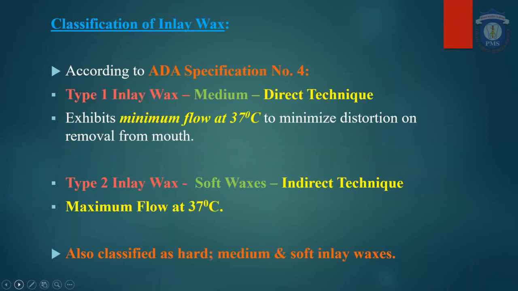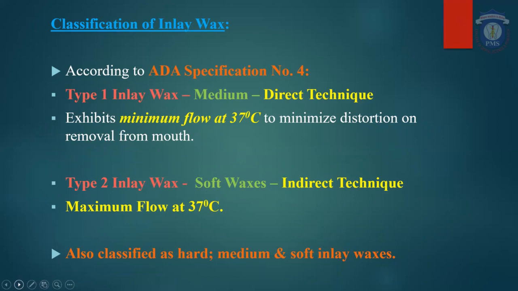Now this is very important, that is the classification of inlay wax. Inlay wax used for dental application is given an ADA specification number 4. We mainly have two types of inlay waxes, type 1 inlay wax and type 2 inlay wax. Type 1 inlay wax is medium inlay wax that is used for direct technique. Medium inlay wax means that the melting range will be higher and the flow will be lower at the temperature of the mouth.